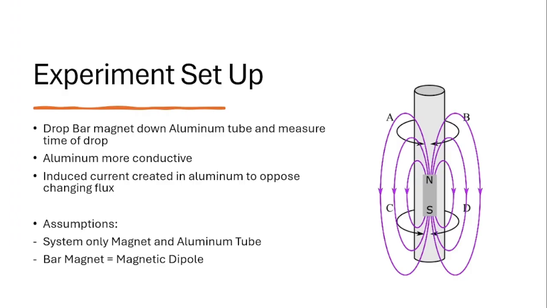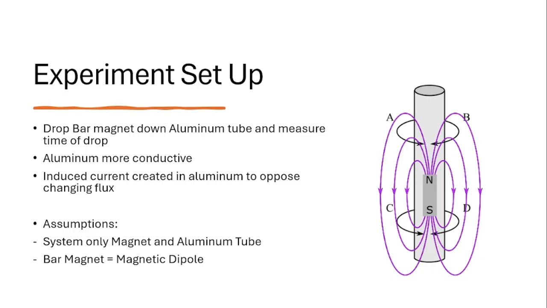For our experiment setup, we're going to drop a bar magnet down an aluminum tube and measure the time of the drop. The reason we're using aluminum compared to steel is because aluminum is more conductive. This is going to simulate Faraday's law, where a changing magnetic field creates an induced current within the aluminum, and the magnetic field caused by the induced current is going to oppose the motion of the falling magnet, therefore slowing down its motion as it falls down the tube.